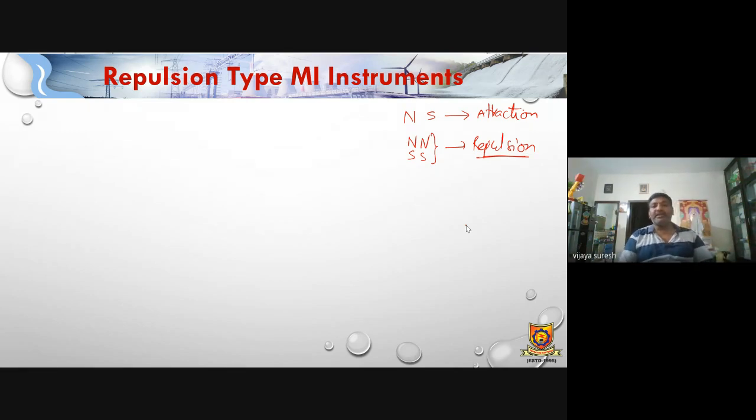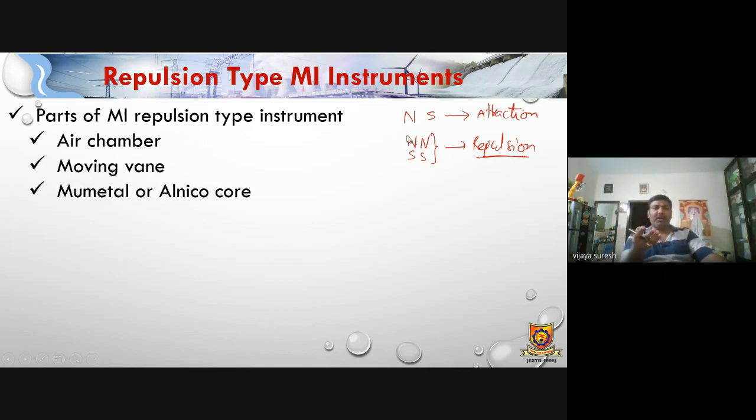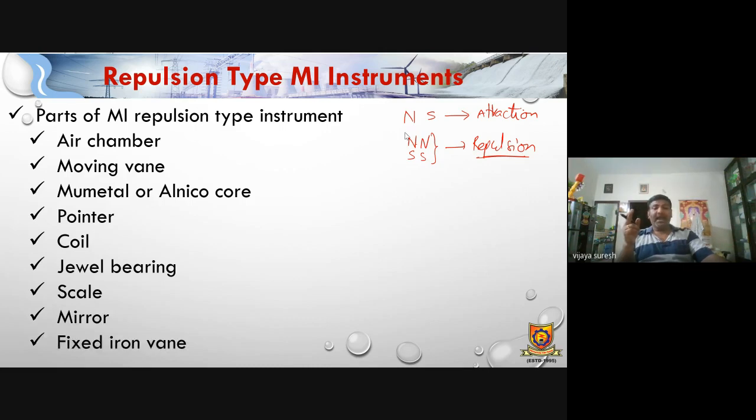Now we are going to discuss how repulsion takes place in moving iron instruments. The parts of moving iron instruments, of course, we will see: air chamber for damping torque, moving vane, the pointer, the alnico core, the metal former. On this metal former, we are going to make the winding. Mu metal or alnico core we can use for manufacturing, and pointer, coil, jewel bearing, scale, mirror, and fixed iron vane. These are the things we are going to use in the repulsion type of moving iron instrument.